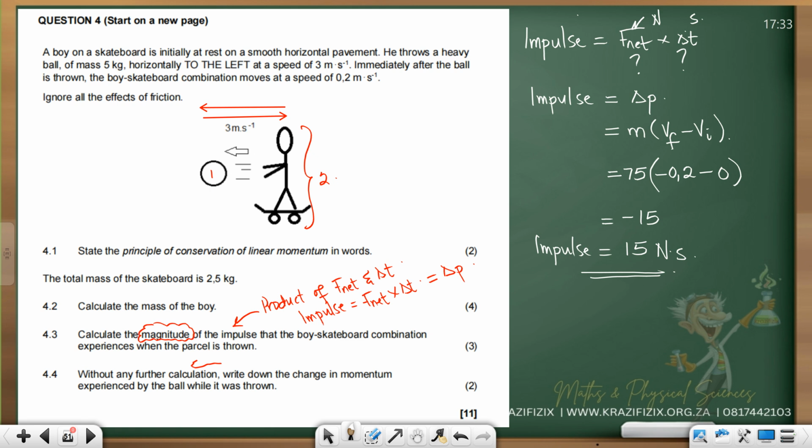Without any further calculation, look at this. Write down the change in momentum experienced by the ball. It's the same. The change in momentum is the same as the impulse, and they have the same force on each other and experience the same time. All right. So what's our answer going to be? Our answer will be 15, the change in momentum.